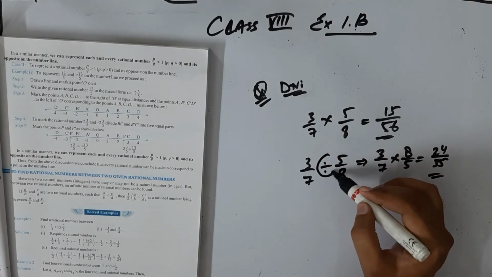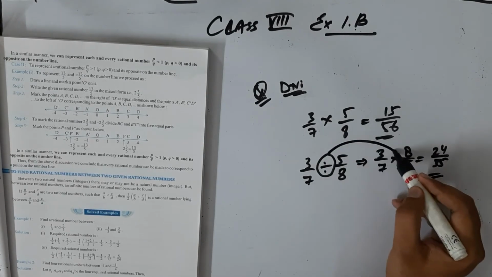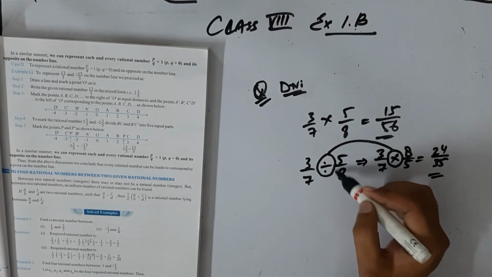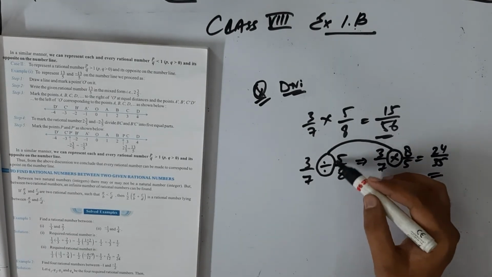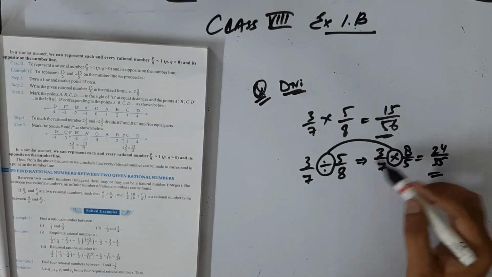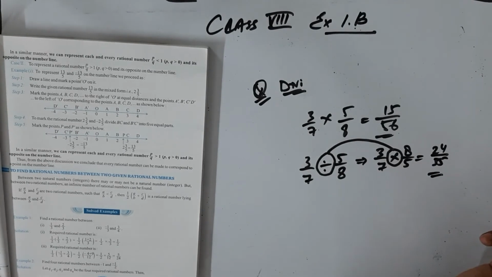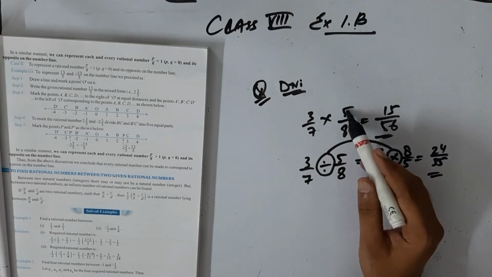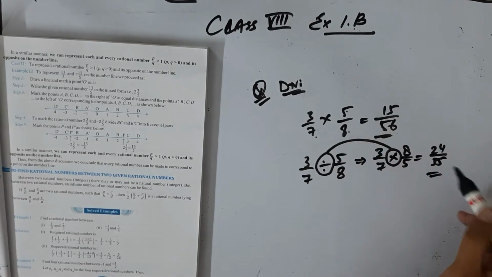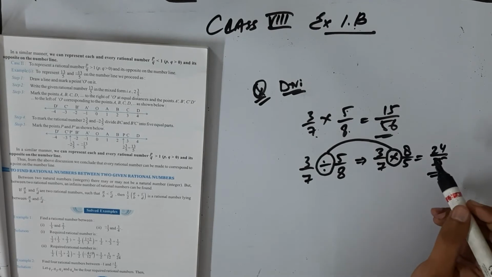What have we done? Whenever there is a divide sign, it will change into multiply, and the number after that gets reciprocal. Whatever the number is here, it gets reciprocal. Numerator becomes denominator, denominator becomes numerator. And the same thing we did before will go on: numerator will be multiplied to numerator, denominator will be multiplied to denominator, and we'll get the answer.